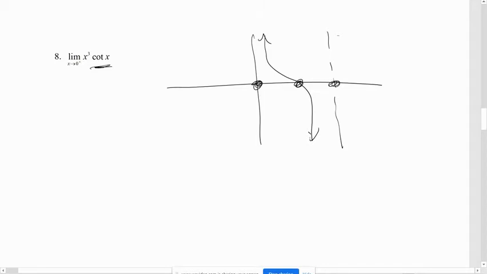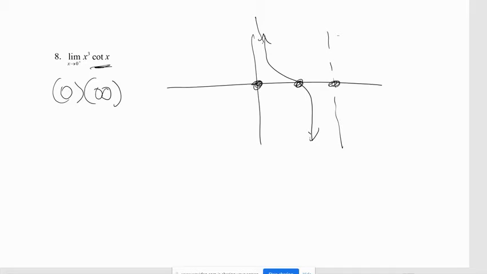All right, so let's start with the techniques from the first semester. So this would be 0 times infinity. All right, so the first technique is to plug in and use substitution. If you plug that in, you can be dividing by 0, so that's no good.